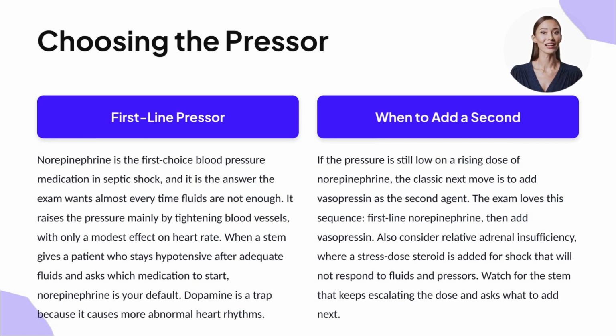And keep one more idea in your back pocket. For shock that will not respond to fluids and pressors, think about relative adrenal insufficiency and the role of a stress dose steroid. So watch for the STEM that keeps escalating the dose and then asks what to add next. The order is the answer.